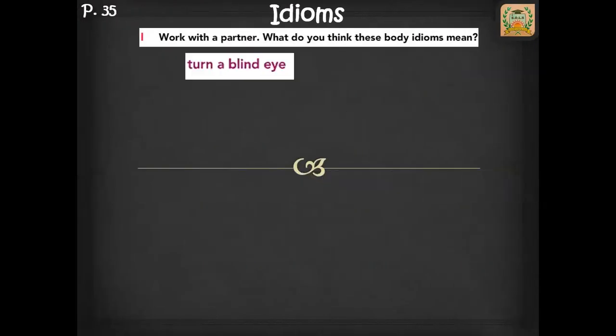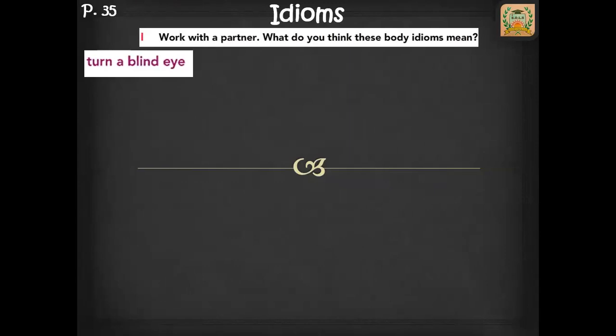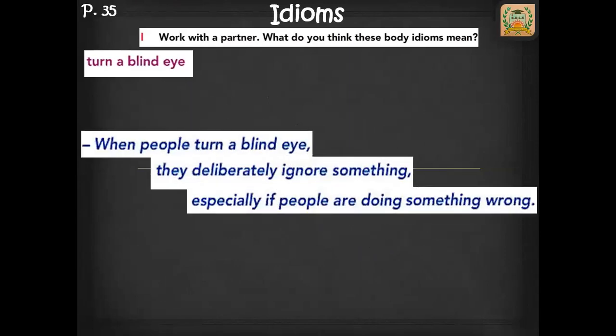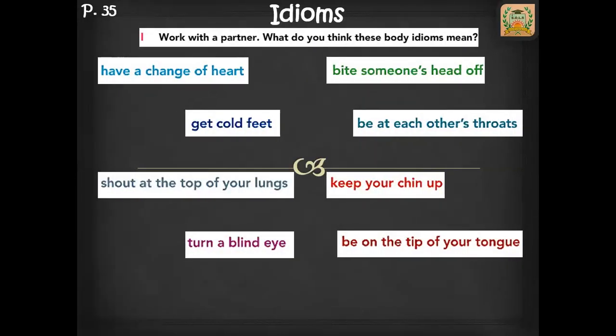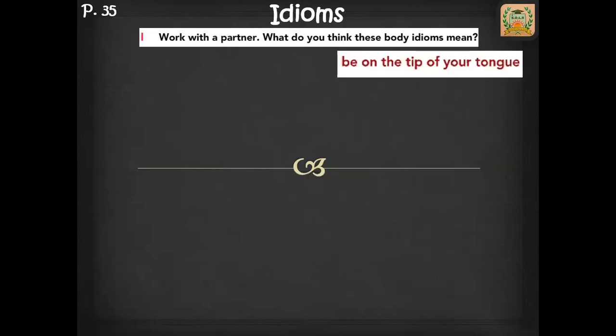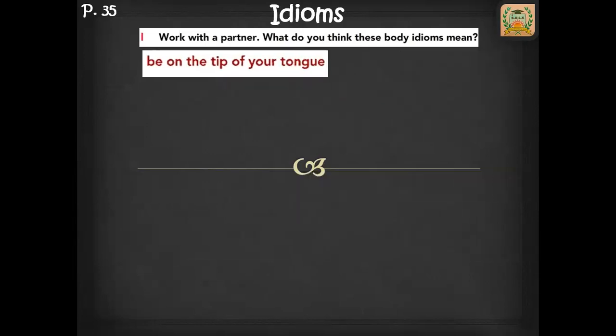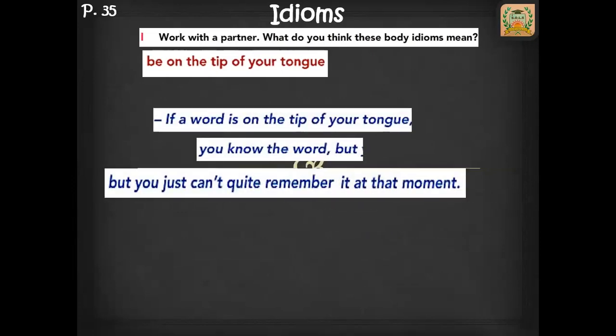Turn a blind eye. When people turn a blind eye, they deliberately ignore something, especially if people are doing something wrong. And the last expression is be on the tip of your tongue. If a word is on the tip of your tongue, you know the word, but you just can't quite remember it at that moment.